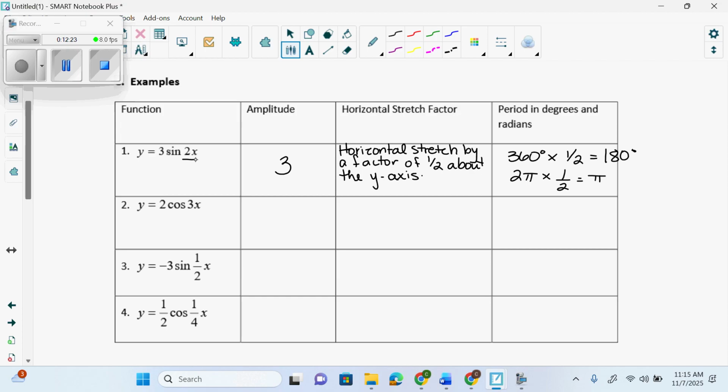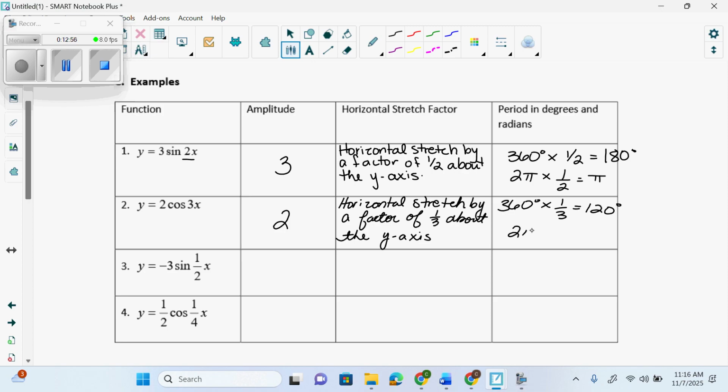Okay, this one has an amplitude of 2, and then it's a horizontal stretch by a factor of what? About the y-axis. Okay. We go 360 times a third is what? 120 degrees. And then 2 pi times a third is 2 pi over 3.